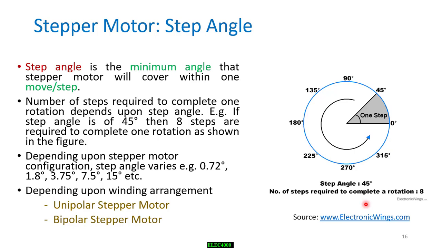45 is very big, so you can go in step angles very small, up to 0.72 degrees and even maybe less, to have high precision operation. So the minimum angle that a stepper motor will cover within one step or move is called the step angle. Now, we have two types of motors, which are the unipolar stepper motor and the bipolar stepper motor.